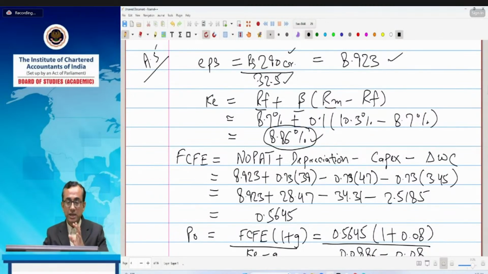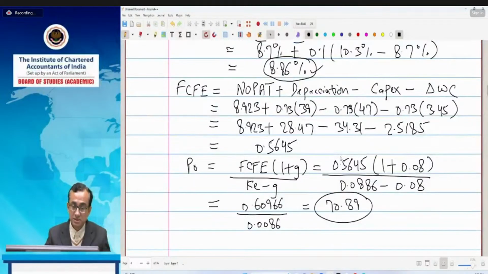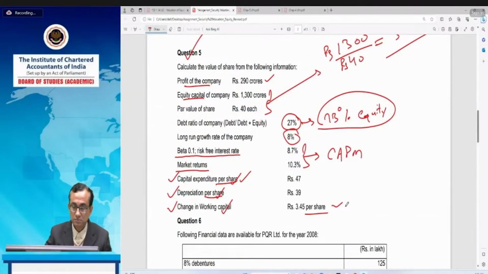We calculated the EPS, we calculated the discount rate, then we proceeded towards calculation of free cash flow to equity. Free cash flow to equity, simple formula used: net operating profit after tax plus depreciation minus capex minus change in working capital. Put the figures into the formula, we get the free cash flow to equity as 0.5645. This is only the free cash flow to equity. We then calculate the present value of this free cash flow. So we put the figures into the formula and then we got the present value as per the free cash flow to equity method, which is 70.89. I hope this question is clear to all of you.